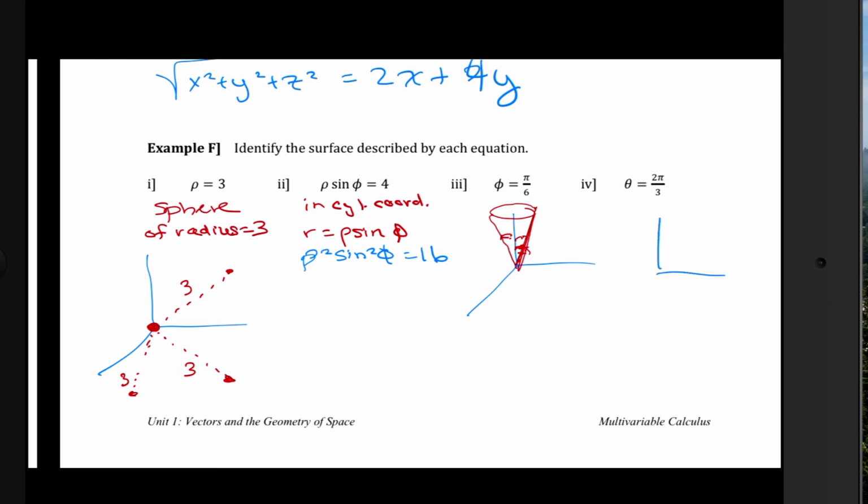Think about where theta is. Theta is measured from our x-axis, and 2 pi over 3 looks like this. No matter where I am on my surface, I have to be 2 pi over 3 away from the x-axis. The only way this happens is if you can envision this plane. It's a vertical plane through 2 pi over 3, so this plane is just straight up and down at an angle of 2 pi over 3 from the x-axis.